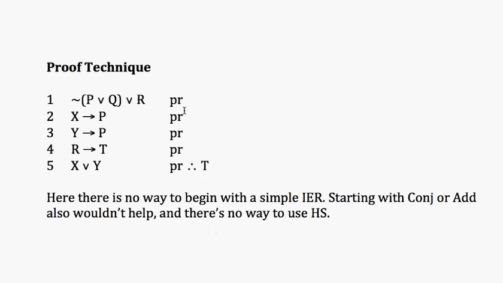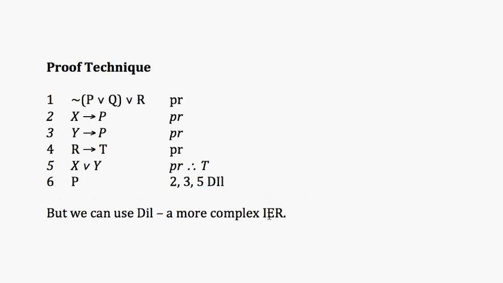Okay, here's another proof, and this one may seem a little bit more confusing at first, because when you look for ways to start, there's no simple IER that we can use. We can't use modus ponens, we can't use modus tollens, there's no and statement, so we can't simplify, we can't use disjunctive syllogism. Wouldn't help us to conjoin any two things, wouldn't help us to use addition. We can't chain any things together here to use hypothetical syllogism, but don't forget, there's another information extracting rule that we can use, and you want to make sure that you keep it in mind.